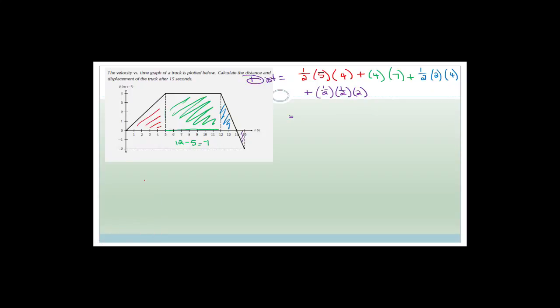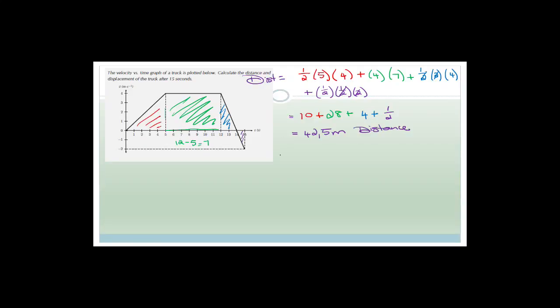Let's go back to red. 5 times 4 is 20, times a half is 10, plus 4 times 7 is 28, plus, what was this blue? These cancel and you're left with 4, plus, and this is purple, these cancel and you're left with a half. So the total is 10 plus 28 is 38 plus 4 is 42.5 meters. So that is his distance, the distance he traveled.